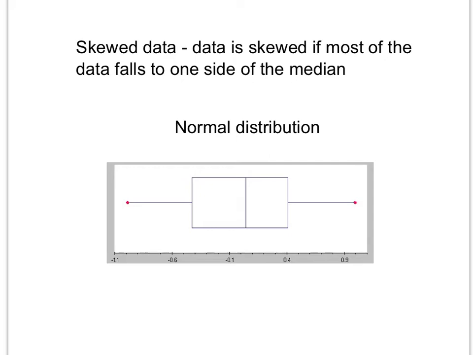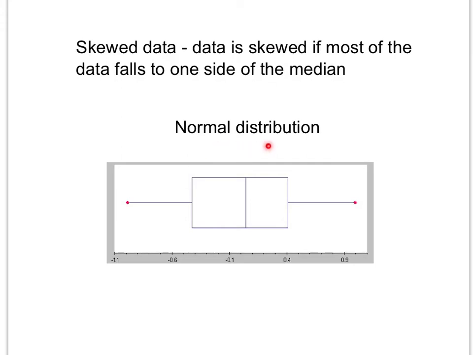Okay, a couple things we need to talk about. One is skewed data. What skewed data means is data is skewed if most of the data falls to one side of the median. Okay, so if we've got a lot of lower numbers, or it's more spread out to the low side, or if it's more spread out to the high side. Okay, we've got some numbers that are way higher than where the median is at.